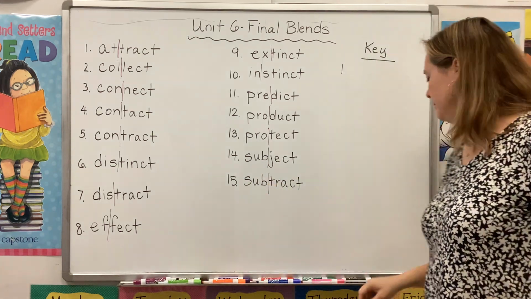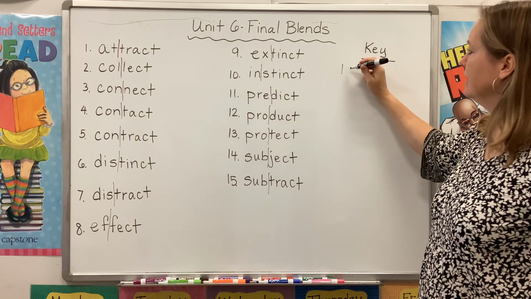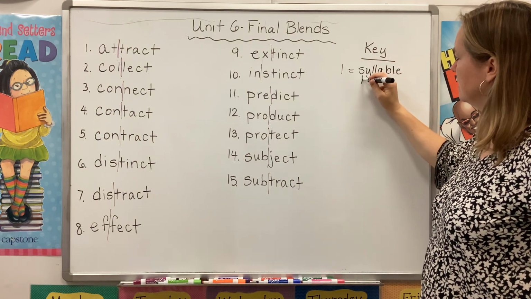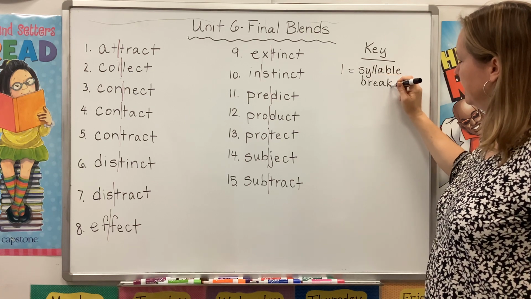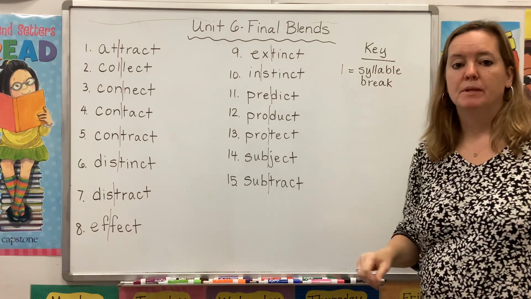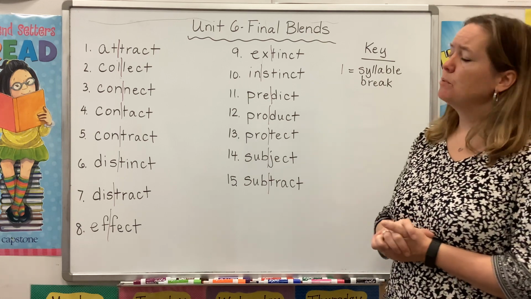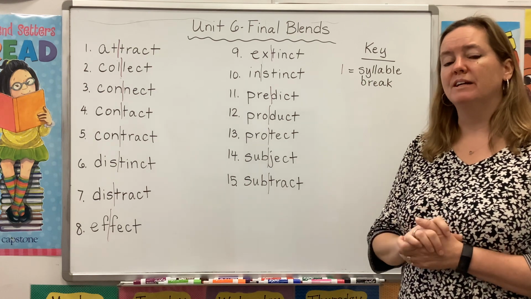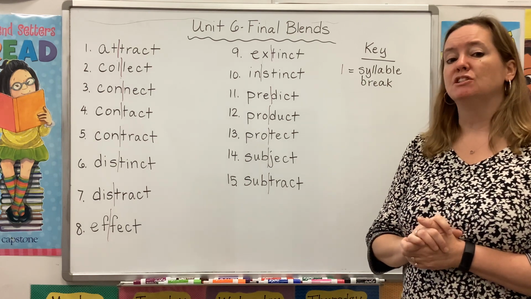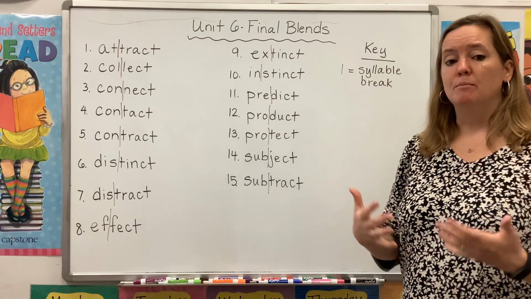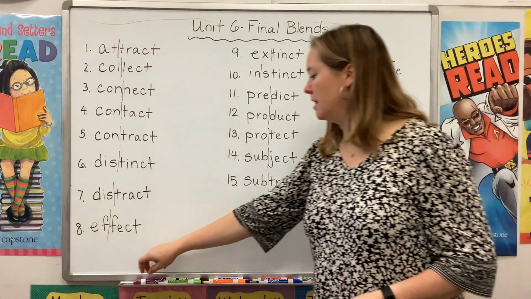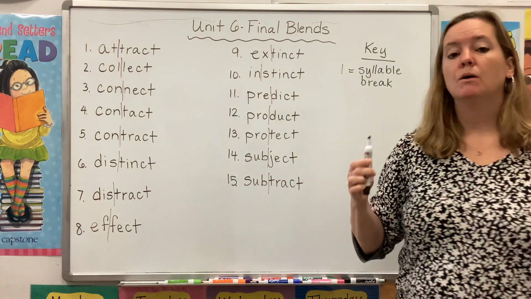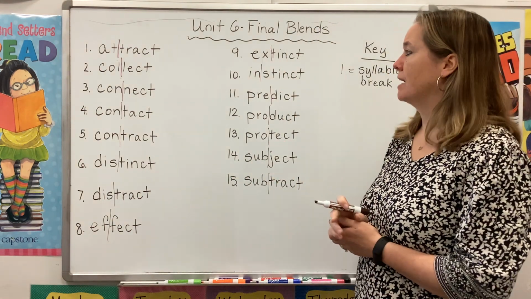In your key, please write vertical line equals syllable break. All right, so next we go through our words and we check off our stressed syllable. Remember, each word is going to have one syllable that is spoken a little bit louder, a little bit more strongly. So let's choose another color, and we're going to put a little check above our stressed syllables.